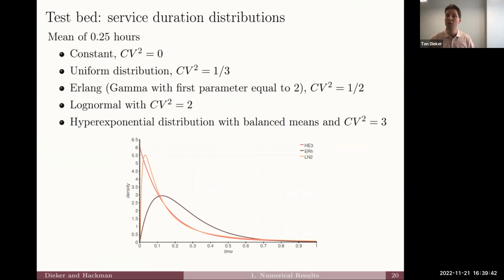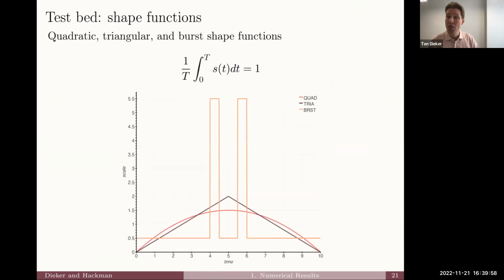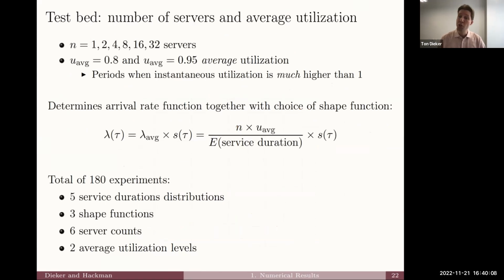Now we're going to put QPLEX through its paces. So what we do is we select 5 different service distributions, ranging all the way from coefficient of variation equals 0 to coefficient of variation equals 3. We also choose 3 different shape functions for the arrival rate function. We choose 6 different levels for the number of servers, and 2 different levels for the average utilization, corresponding to medium high load and high load.